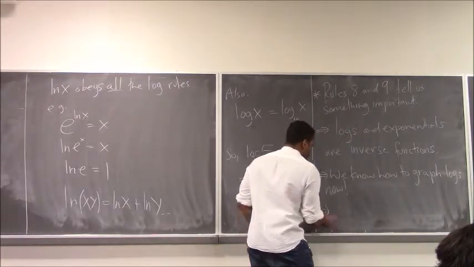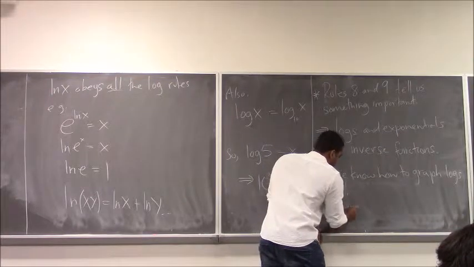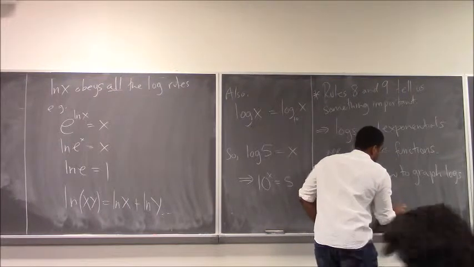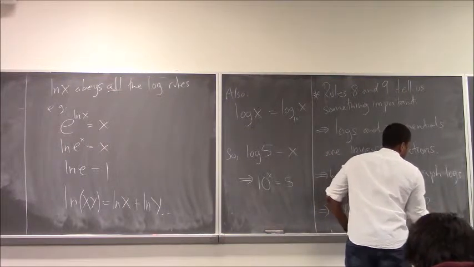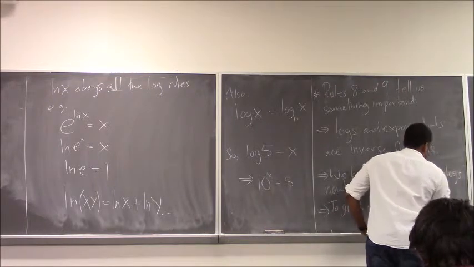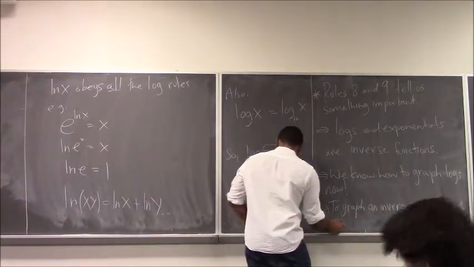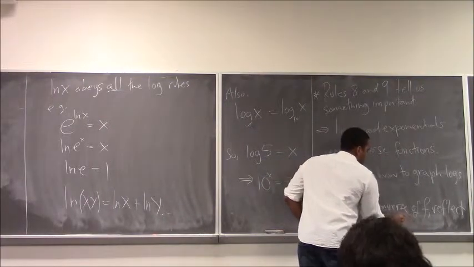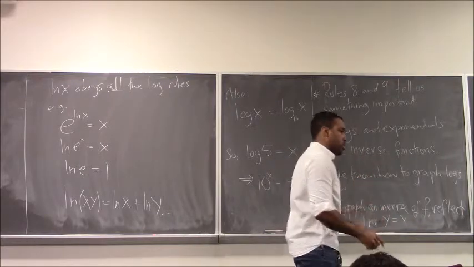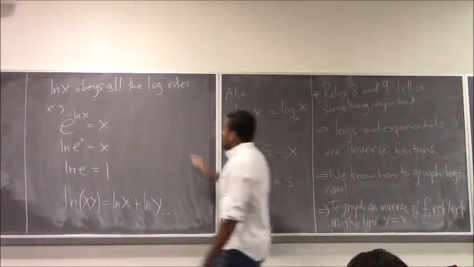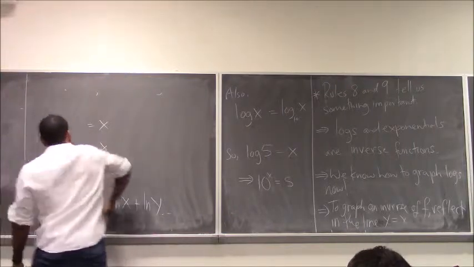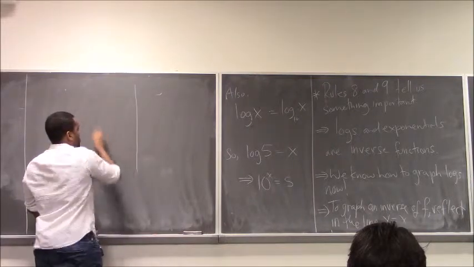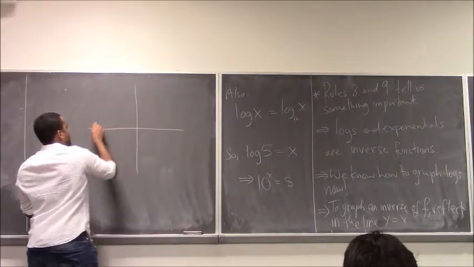To graph the log of an inverse, there's a special transformation that you do. You reflect in the line y equals x, right? Because your x's and y's are switching places. So for example, I know that the graph of an exponential looks like this.